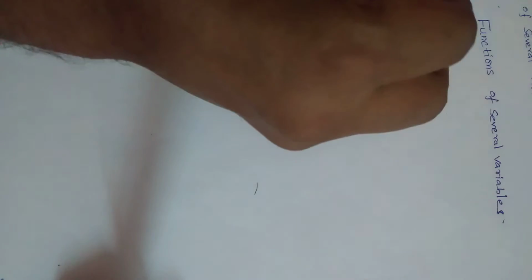Engineering Mathematics, Semester 1, Unit 2: Functions of several variables. The first topic is partial differentiation.